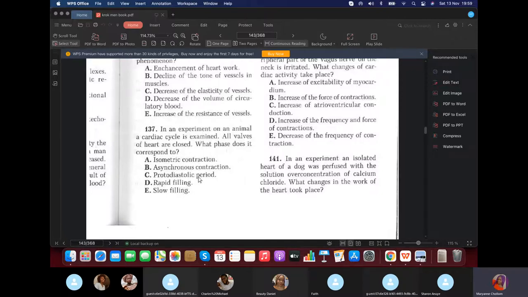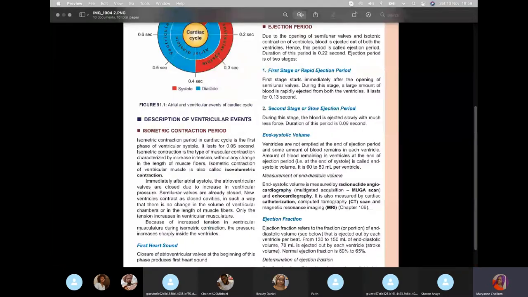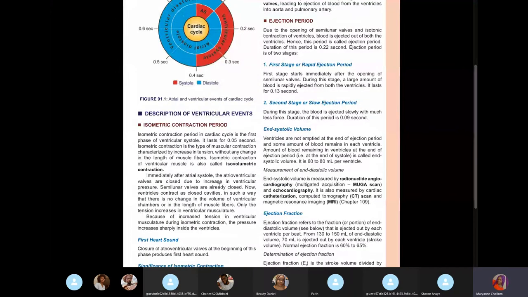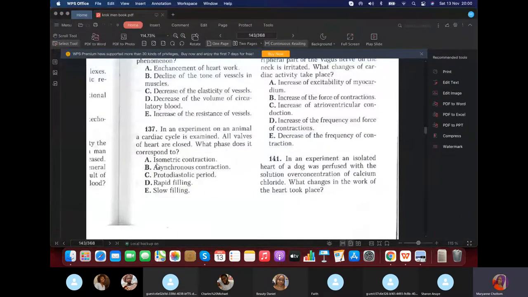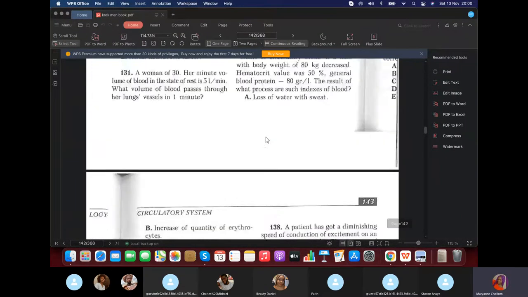Isometric contraction is a period in the ventricular phases where, as the name implies, there is increased tension in the left and right ventricle, but there's no contraction. So before the contraction occurs, there's increased tension first. In that period, all valves are closed. You understand? So that's why the answer is isometric contraction.